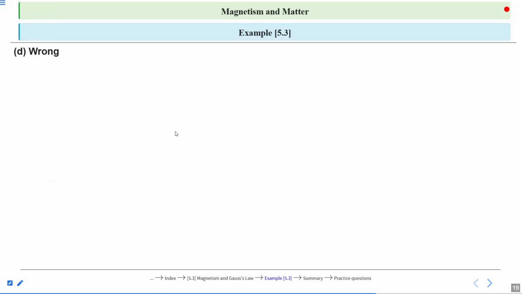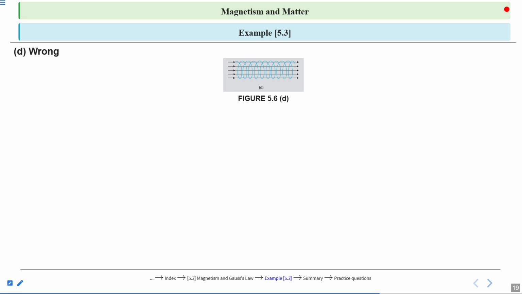D part of this figure is also wrong. Why wrong? You can see this is a solenoid. This is the windings of the solenoid and magnetic field lines are shown in that pattern. Is it the correct pattern for a solenoid? What is wrong in this pattern? You can tell me.